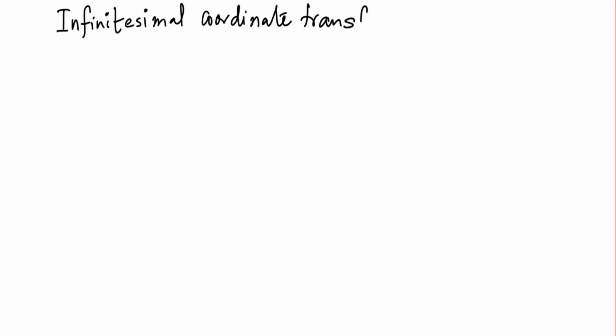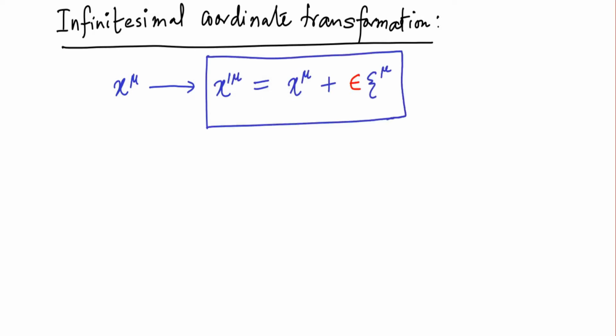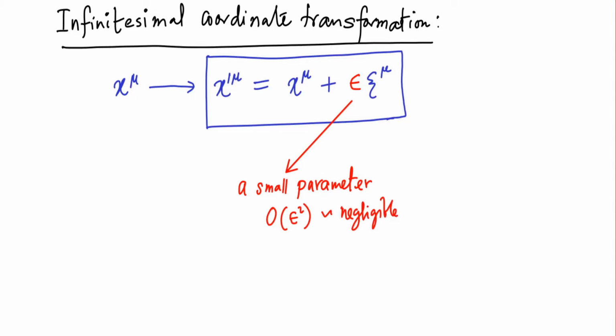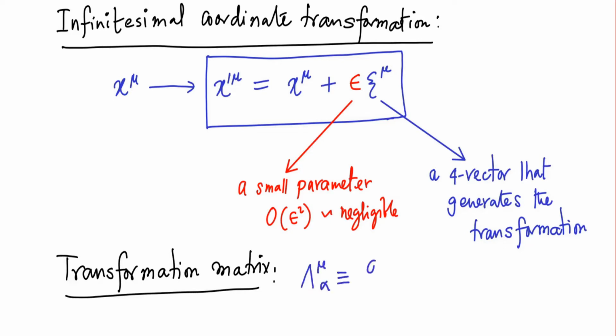In order to answer this general question, we must recap the concept of infinitesimal coordinate transformation. Let us imagine a coordinate transformation where x goes to x prime. For an infinitesimal coordinate transformation, we can express x prime as you see here, where epsilon is a small parameter and xi mu is the 4 vector that generates the given coordinate transformation. We can also compute the corresponding transformation matrix.